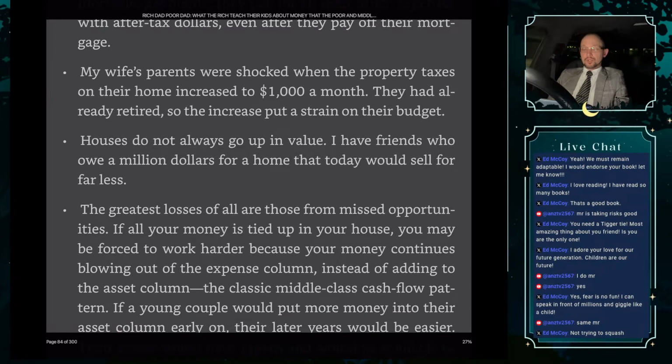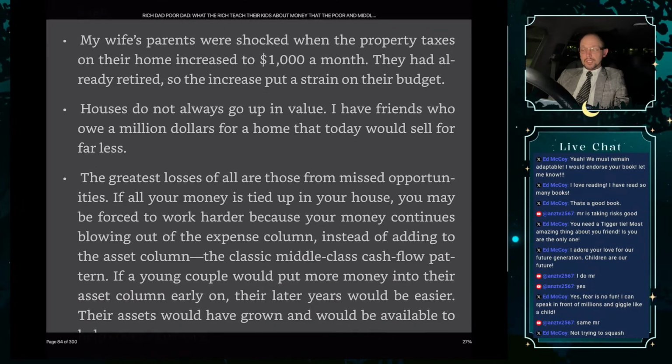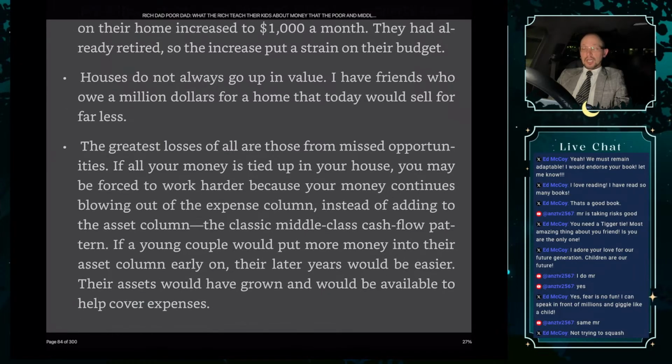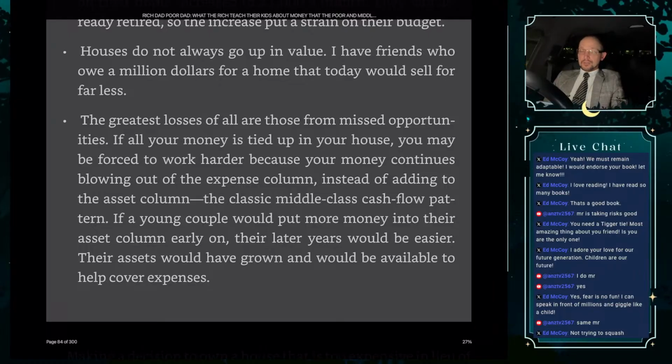My wife's parents were shocked when the property taxes on their home increased to $1,000 a month. They had already retired, so the increase put a strain on their budget. Houses do not always go up in value. Again, might be different for Australia. I have friends who owe $1 million for a home that today would sell for far less.